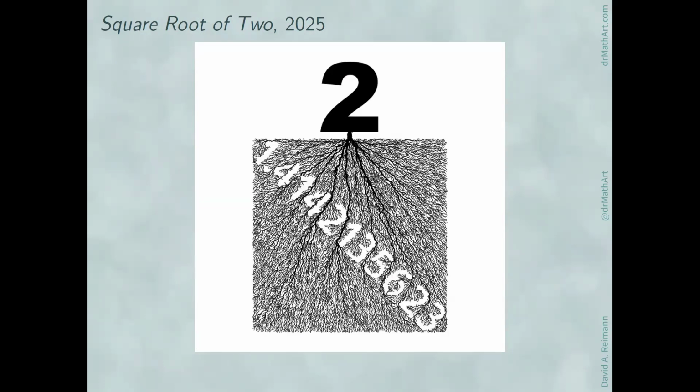Here's one that I did this year called the square root of 2. It looks at 2 having this root structure that's a square, but along the diagonal are the digits of the square root of 2.